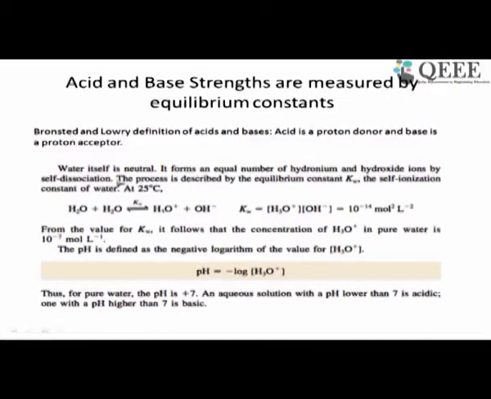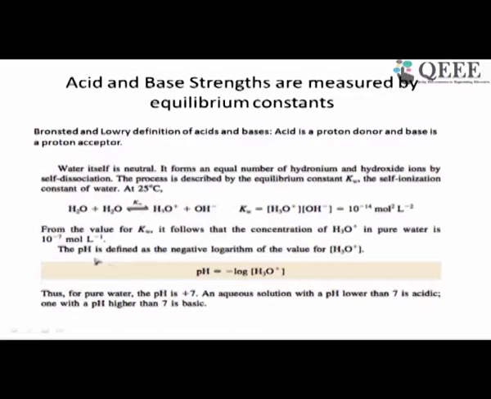bases. Before I go into the equilibrium constant, we'll talk about pH. Water itself is neutral. It forms equal numbers of hydronium ions and hydroxide ions by self-ionization. This process is described by the equilibrium constant Kw, the self-ionization of water, and Kw has a value of 10 power minus 14, which is an extremely small value. What it means is water mainly tends to be a water molecule, and the ionization is very small, 10 power minus 14.